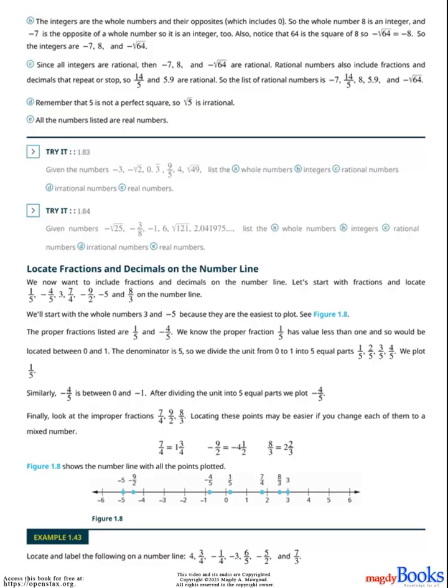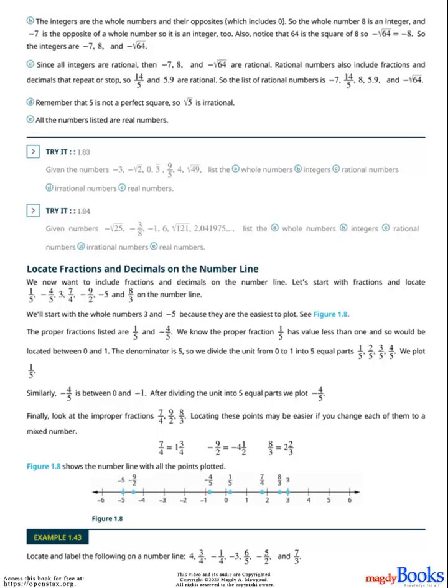Try it 1.84. Given numbers negative square root of 25, -3/8, -1, 6, square root of 121, 2.041975... List the A. Whole numbers. B. Integers. C. Rational numbers. D. Irrational numbers. E. Real numbers.